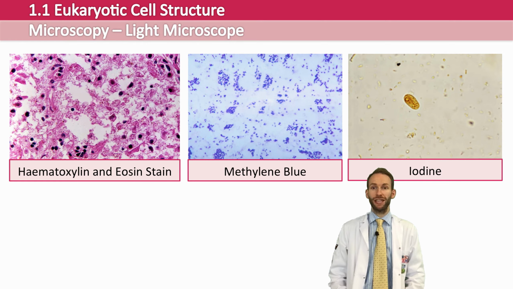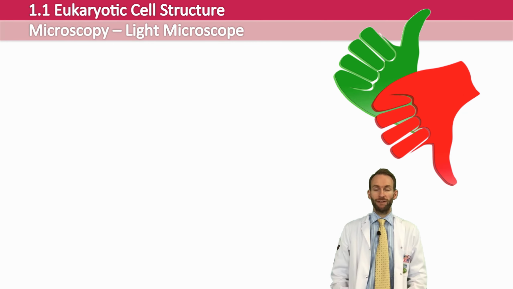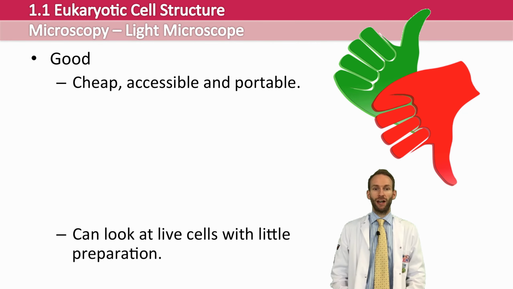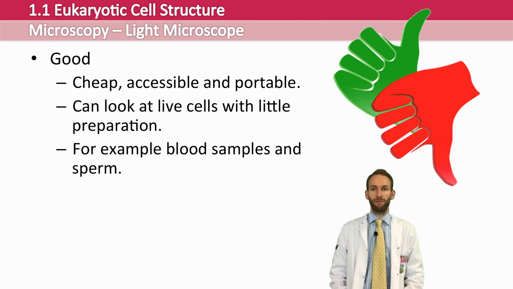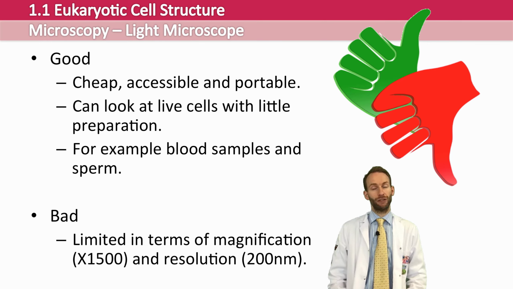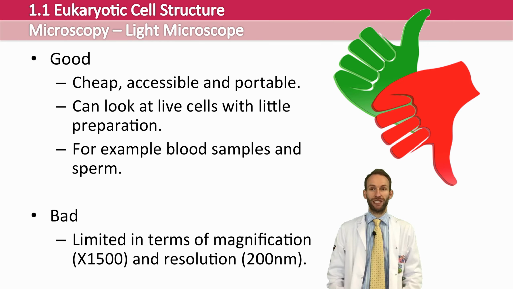Now, some really good things about the light microscope: it's very cheap, very accessible, very portable. You can look at live cells without very much preparation, so you can look at blood and semen samples very, very quickly and see the cells still alive in their natural states. What's bad about it? Well, it's not really a negative, but in comparison with the electron microscope, its magnification and resolution are limited. You're only going to be able to see structures of a certain size with a light microscope.